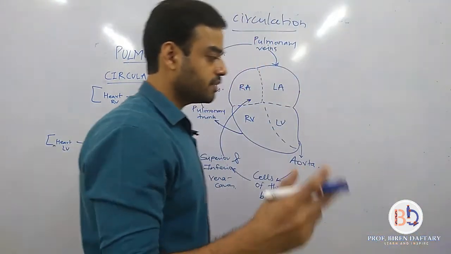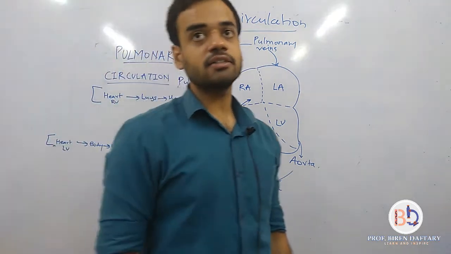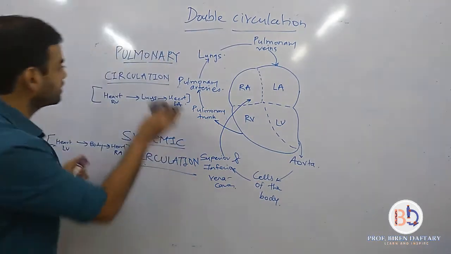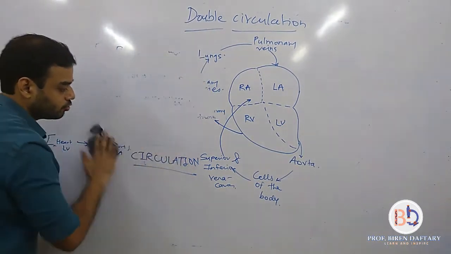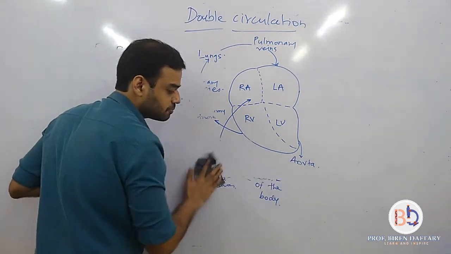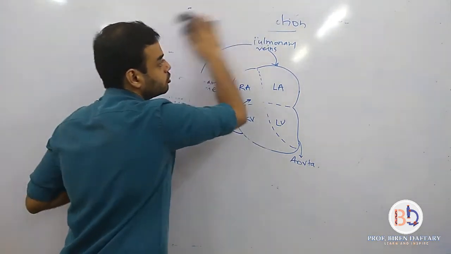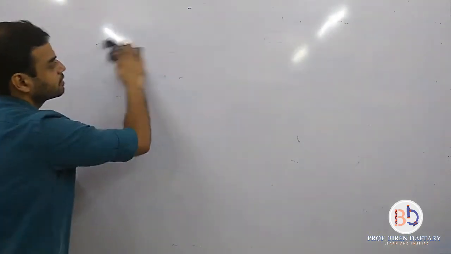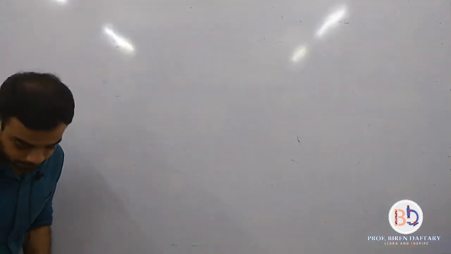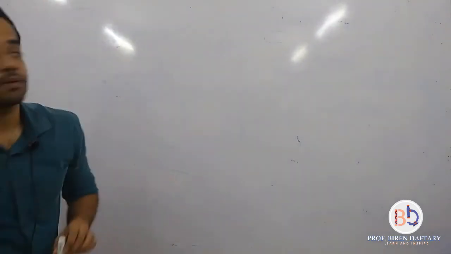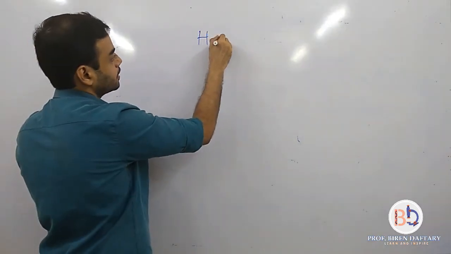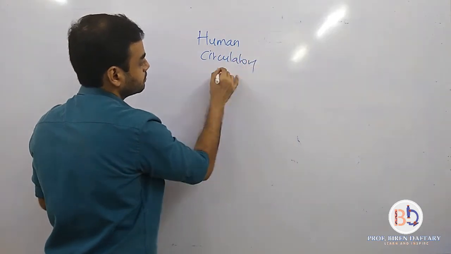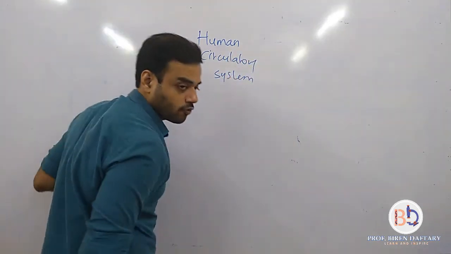Okay, now we are going to start with the next part. In your book, the next part is about the human circulatory system. Human circulatory system is made up of which parts? What are the different parts of the human circulatory system? Can anybody think of it? There are many different parts. The human circulatory system is basically made up of the following parts.